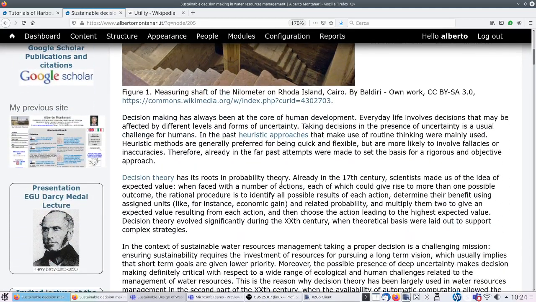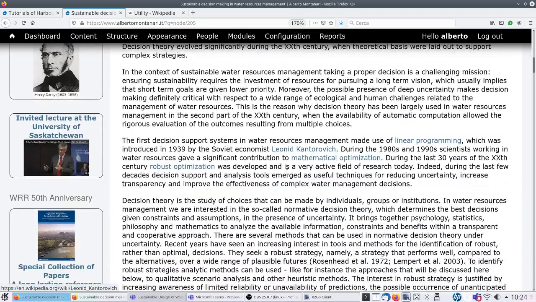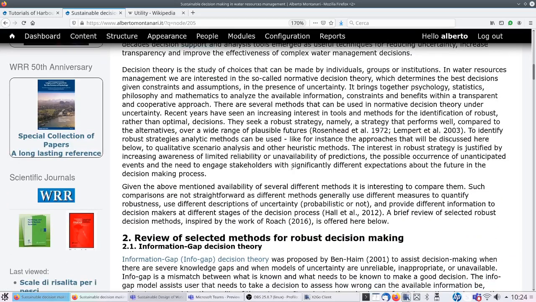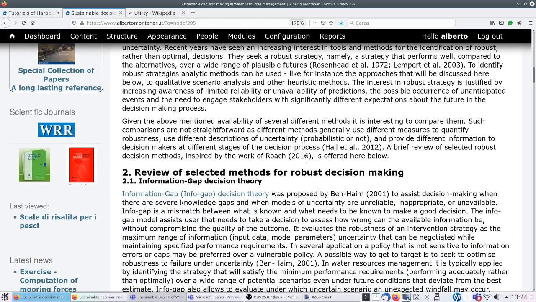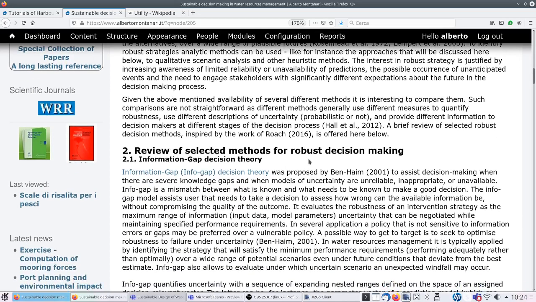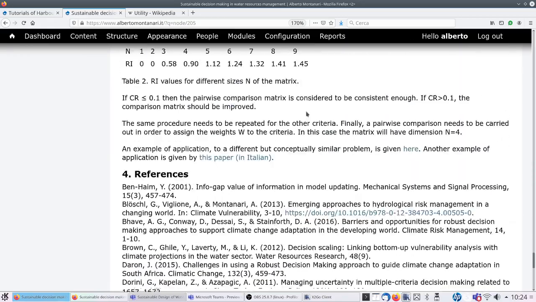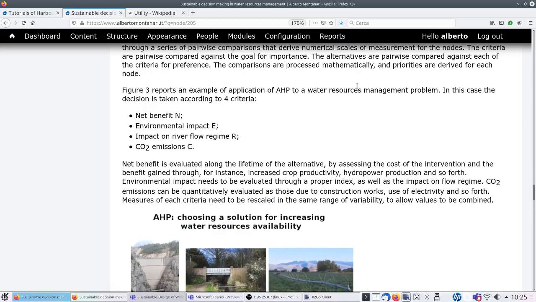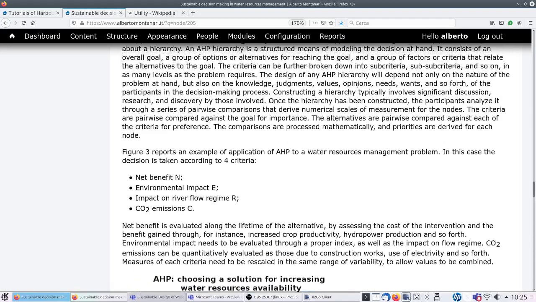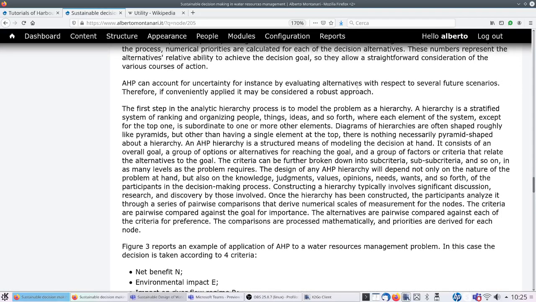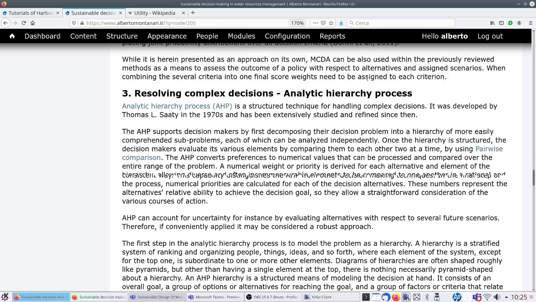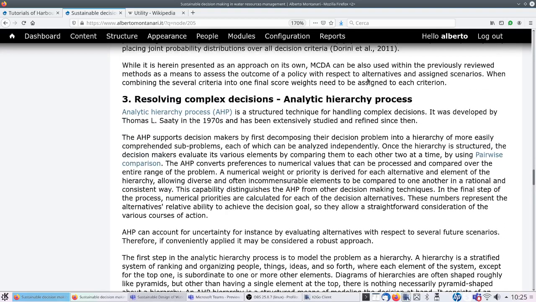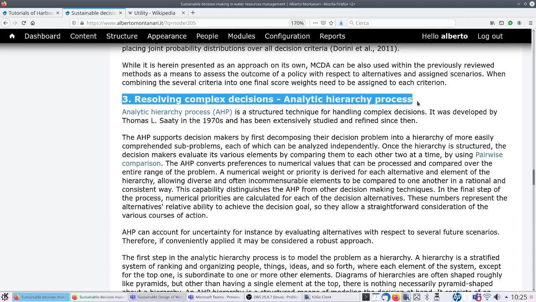Let me make a summary. I really need to make a summary, because as I said, I was not happy with my previous lecture, and in fact I changed it. If you go on the last part, you see a new figure. This is the part where I talked about pairwise comparison. So let me go to the beginning of the section. This is the section we were discussing in the final part of the last lecture.